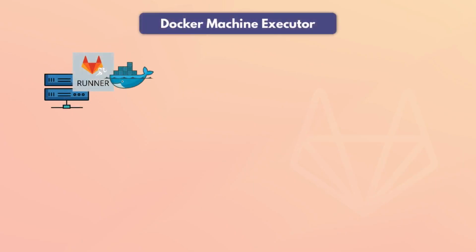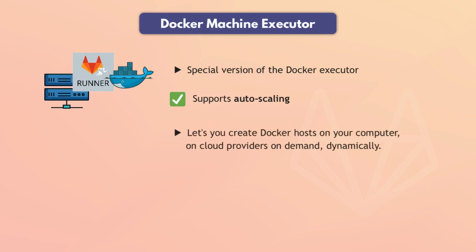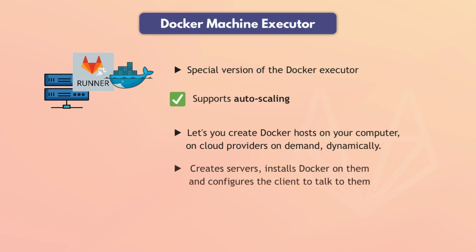You also have a Docker machine executor. So Docker machine is basically a tool for scaling and managing Docker environments. It was created by Docker itself, and according to Docker's official documentation, it lets you create Docker hosts on your computer, on cloud providers, and inside your own data center. It creates servers, installs Docker on them, and then configures the Docker client to talk to them.